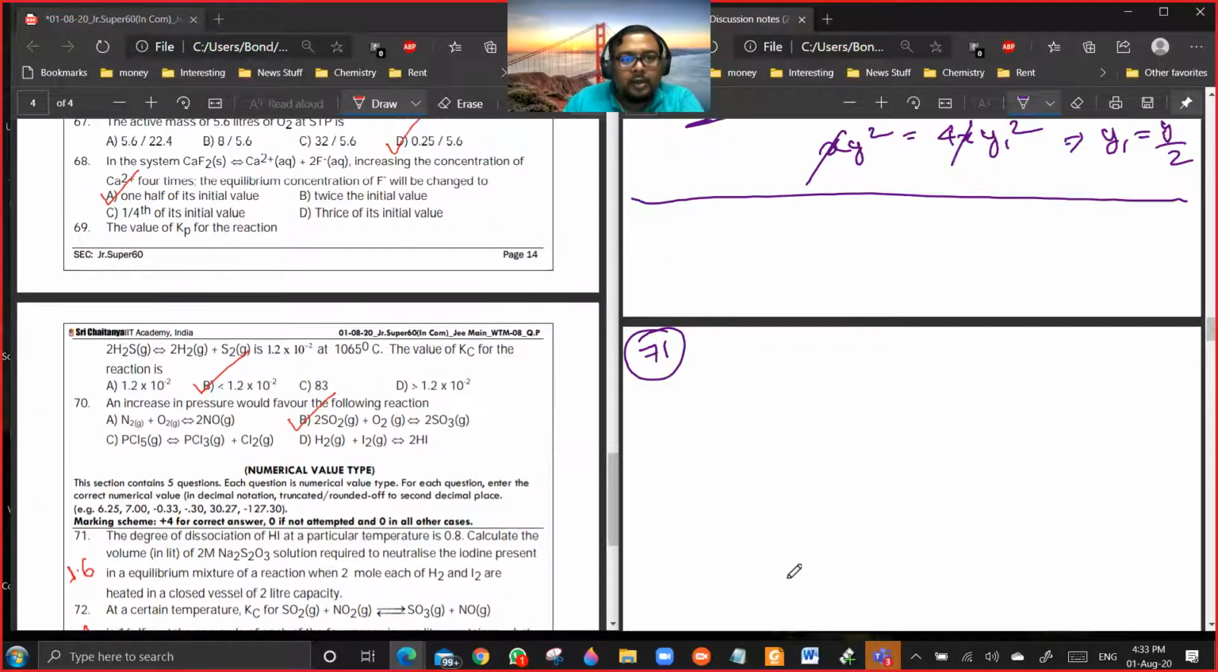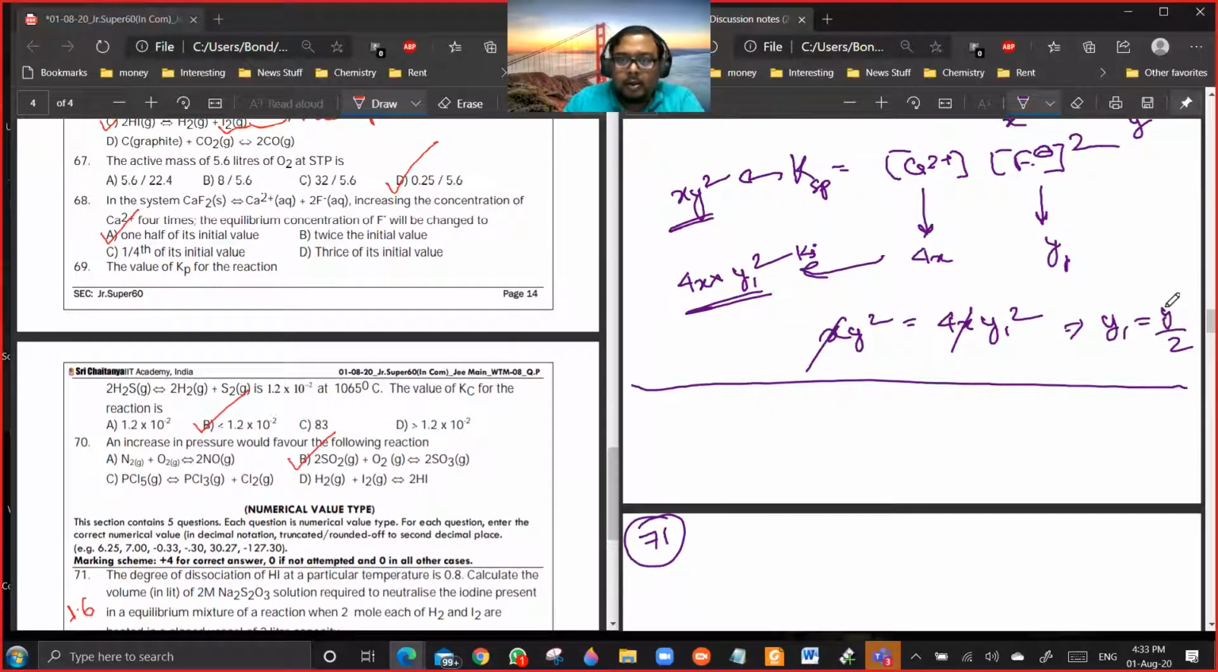One half of its initial value. So if the one half, huh? One half means 1 by 2, no. Half and one half is the same thing. See, I say 1/4 or quarter. If nothing is mentioned before it, it is default taken to be 1 only. Are you getting my point?